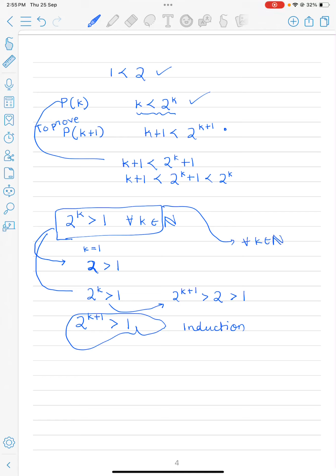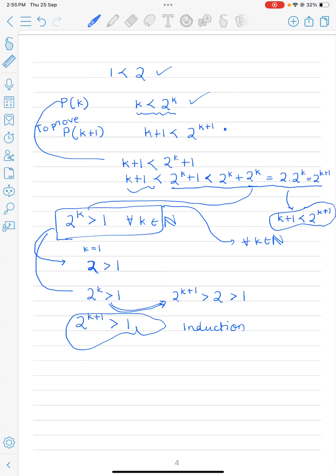So now I'm going to use this one here. That is 1 is less than 2k. So I can do this. So you will get 2 into 2k, that is 2k plus 1. So this statement reduces to k plus 1 is less than 2k plus 1, that is less than 2k plus 2k, and that is equal to 2k plus 1. So consolidate this one, you will get this one.